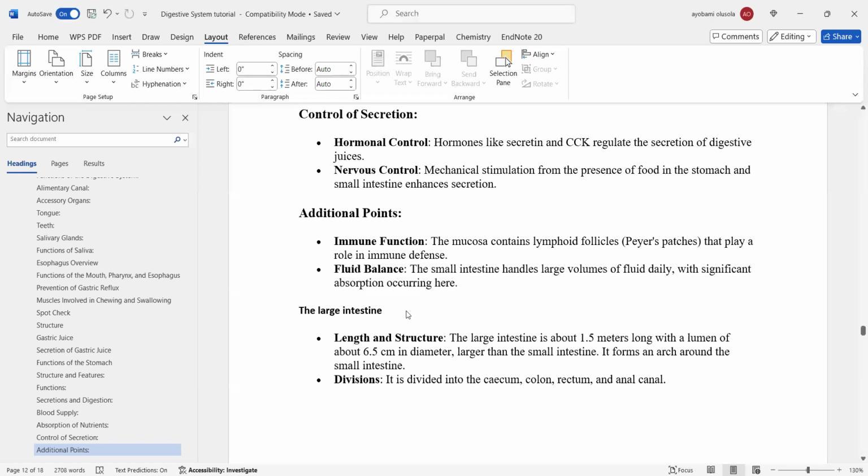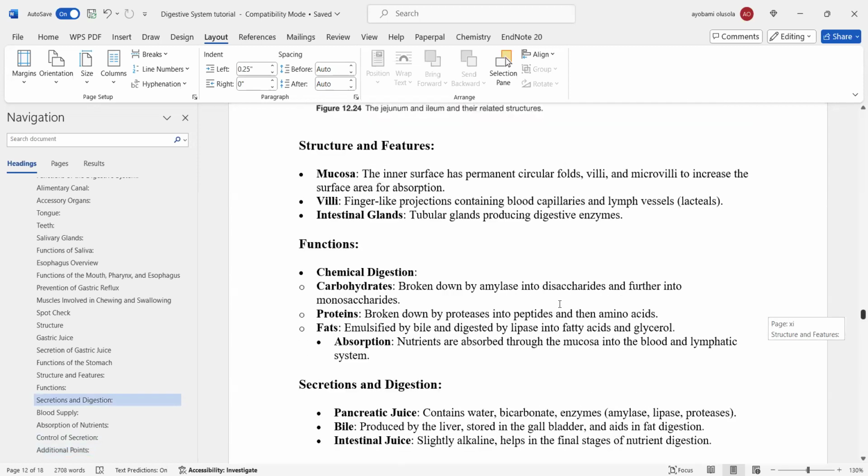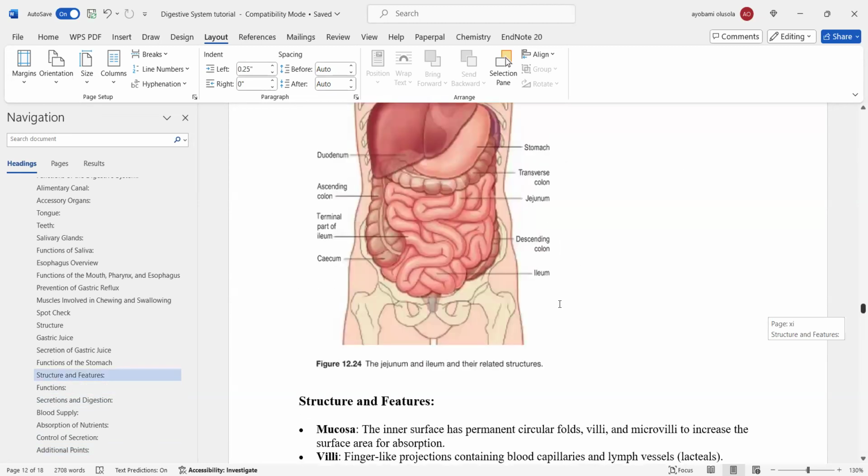So the large intestine is about 1.5 meters long, and it has a lumen diameter. The lumen is the inside of the tube. It has a lumen diameter of about 6.5 centimeters, so it is larger than the small intestine that we said is 2.5 centimeters in diameter. You still remember this?